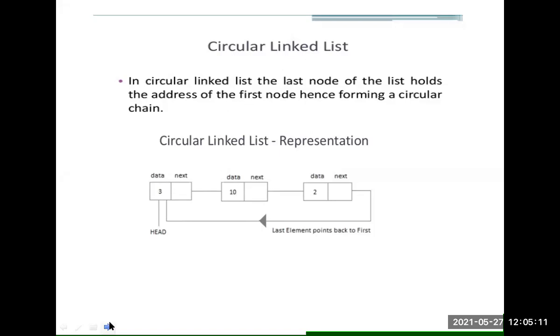So what is a circular linked list? The last node of the list contains the address of the first node, and we call it a circular single linked list. We already discussed this. Circular single linked list means the last node contains the address of the first node.